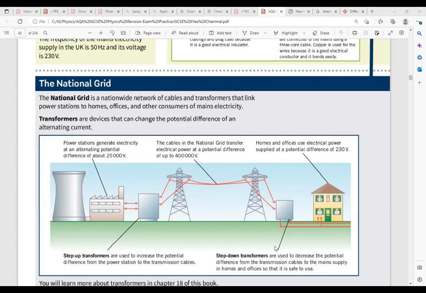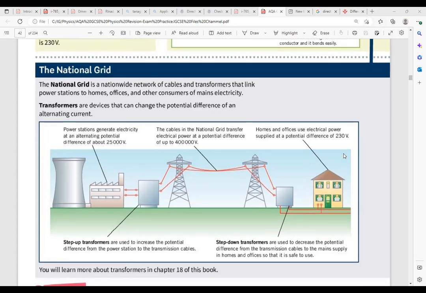Step down transformers are used to decrease the potential difference from the transmission cables to the main supply in homes and offices so that it's safe to use. Homes and offices use electrical power of around 230 volts. In Egypt, we are using 220 volts. In USA, we have 120 volts. In UK, the potential difference in homes and offices is 230.